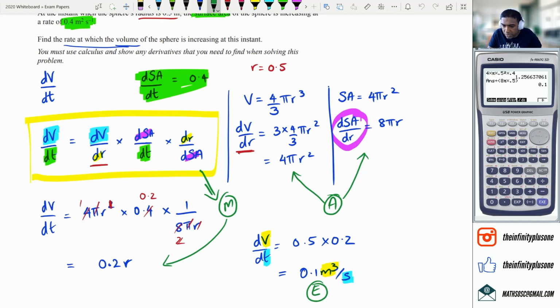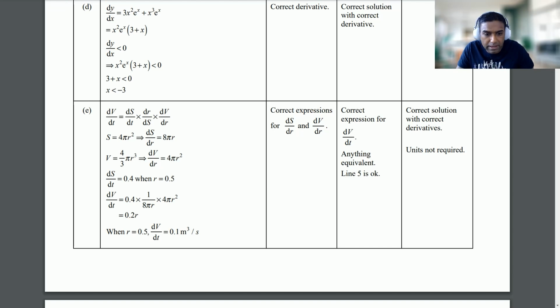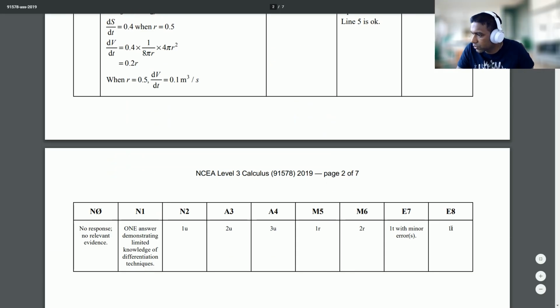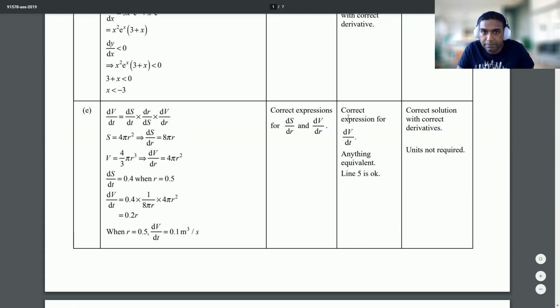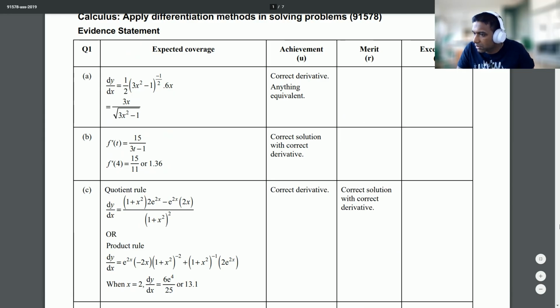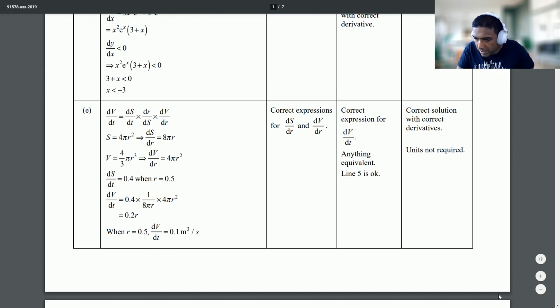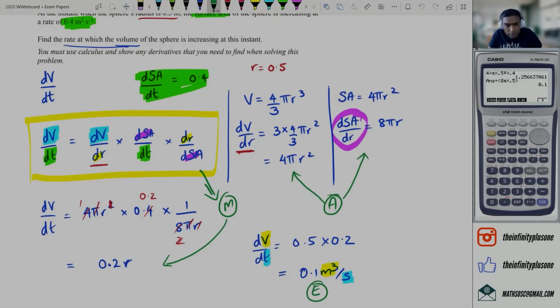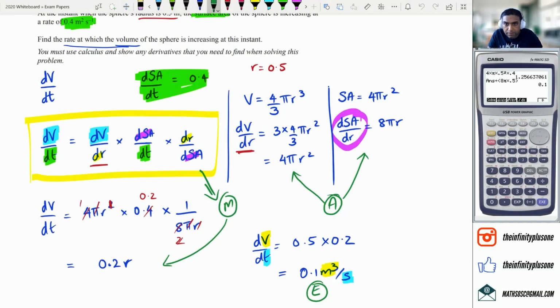Now, if I show you guys the schedule here, as you can see, it says units not required. So just getting that correct solution with correct derivatives is going to get you an excellence for this question, which actually ends up being 8 points. Because as you can see, E7 is a minor error, E8 is the full 8 points there. All right, I think that's it for question E. Yep, that's question E done there.